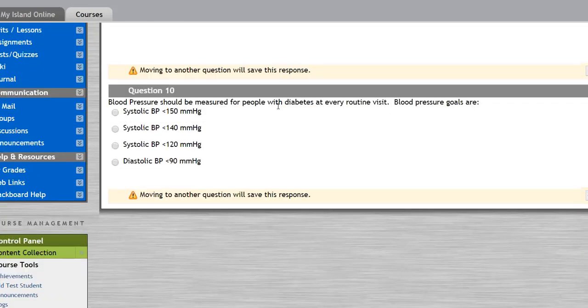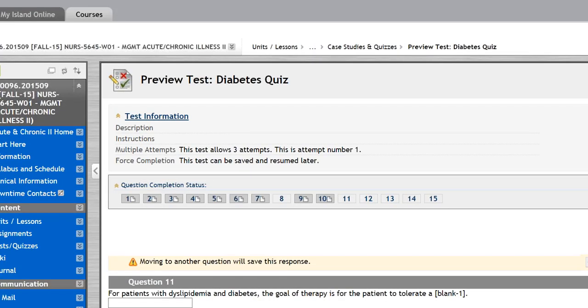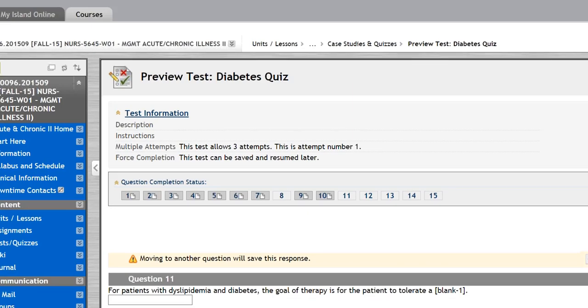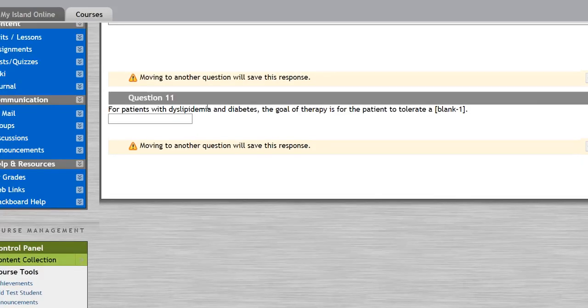Blood pressure should be measured for people with diabetes at every routine visit. What are their goals? Less than 140. Yep, that's right. And that's in the JNC8. It's in the ADA guidelines, also under cardiometabolic risk in the ADA guidelines, but it's also in your algorithm for your hypertension. So they're all playing together. You've got cholesterol, you've got hypertension, you've got hypothyroid, you've got diabetes. They're all together. Okay, for patients with dyslipidemia and diabetes, the goal of therapy is to tolerate a statin.